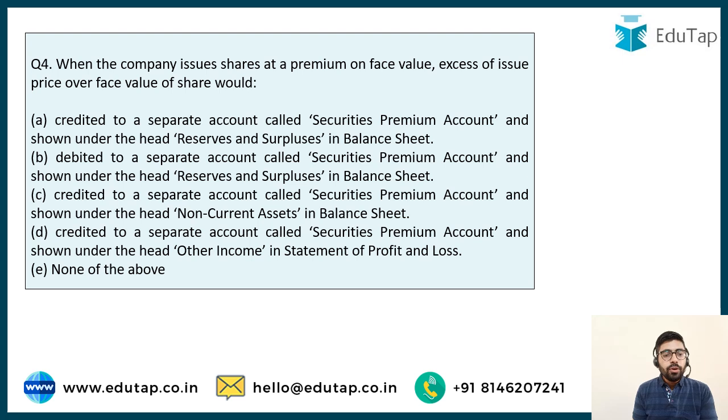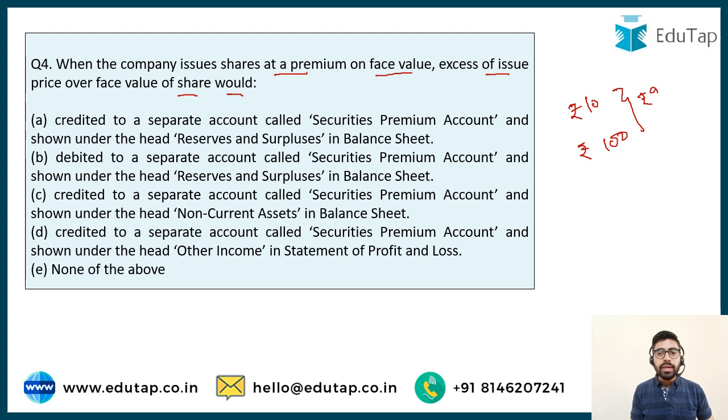So now let's move on to the next question. When the company issues shares at a premium on face value, the excess of issue price over face value of the share would. Now what practically happens is, the share of the company is worth ₹10, and the company actually issues it at ₹100 or maybe even more than that. Now this extra amount which the company is receiving, that is ₹90. What is the treatment of this particular amount? This is what is being asked here.